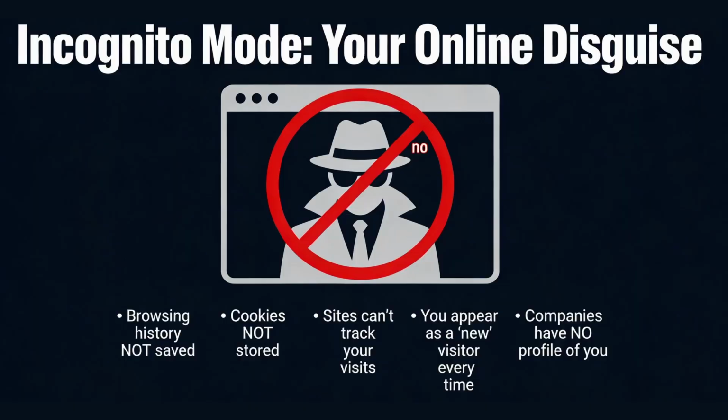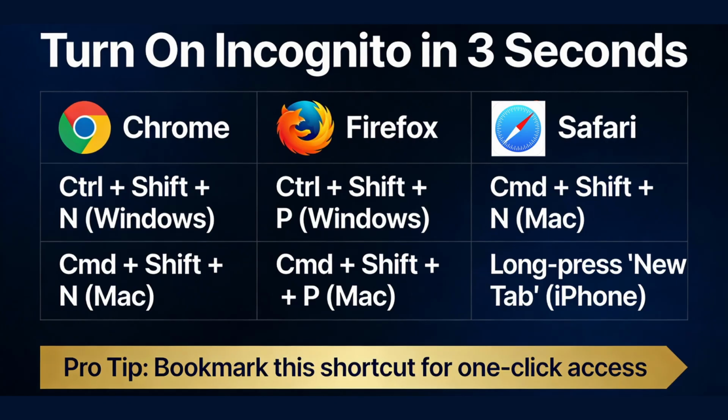Incognito mode is really your online disguise. Most importantly, your browsing history is not saved, cookies are not stored, and sites can't track your visits. Every time you're online, you appear as a new visitor to the site, and companies have no profile of you. So let's talk about real quick how to activate incognito on different browsers. If you're using Chrome, hit Control, Shift, and N if you're on a Windows machine, but if you're on a Mac, you will hit Command, Shift, and N.